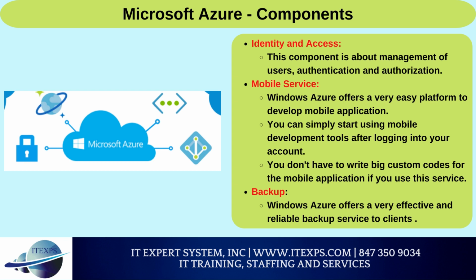Backup. The site recovery service replicates the data at a secondary location as well as automates the process of recovery of data in case of data outage. Similarly, Azure Backup can be used for backing up the on-premise data in the cloud. Data is stored in encrypted mode in both cases. Windows Azure offers a very effective and reliable backup service to clients and ensures they don't face inconvenience in case of hardware failures.